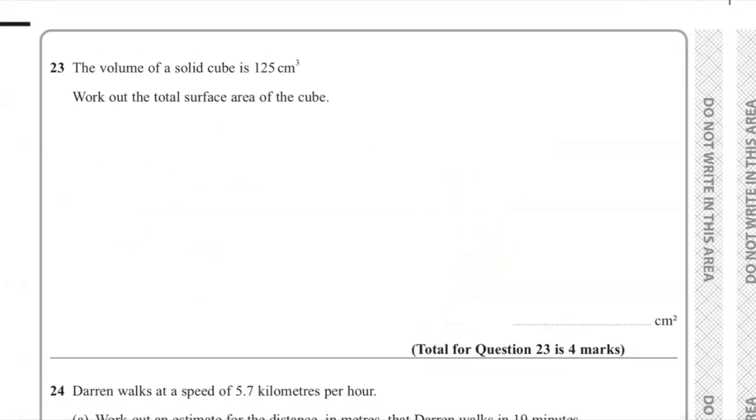Okay, the volume of a solid cube is 125 centimeters cubed, and we've got to work out the surface area. Now, the first thing that I would do with this is draw myself a cube. It may help, it may not, but actually, if you've got some visuals to look at, it can often make a difference. Now, I know that the volume is equal to 125, so I need to think about how we would have worked that out.